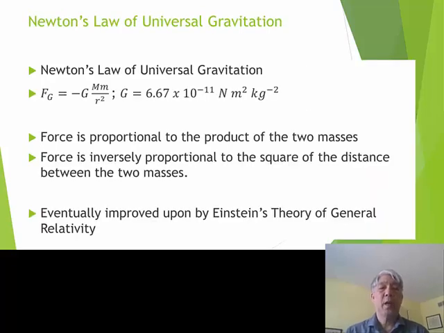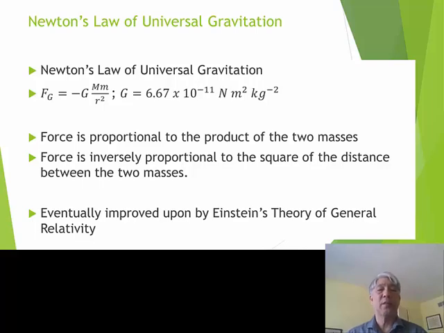So he basically came up with a formula that said force is going to be proportional to the product of the two masses, M times m. I'm going to be using capital M and lowercase m rather than the more common m1 and m2. I like to think of capital M as more of a stationary mass and little m as the moving mass. We'll see why as we go through some of the slides here.